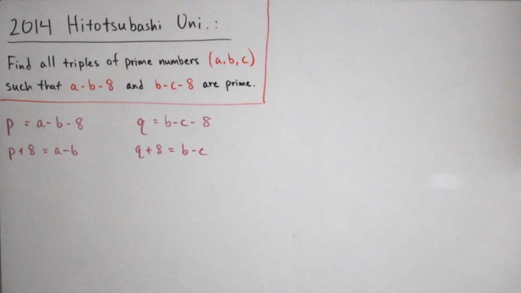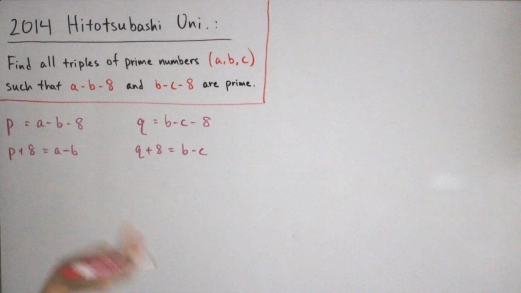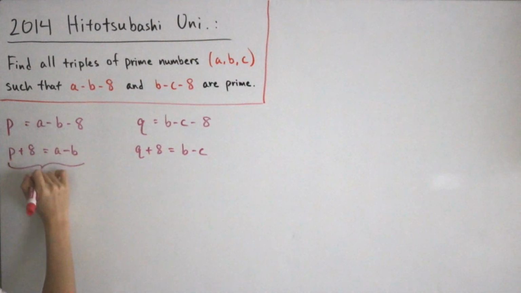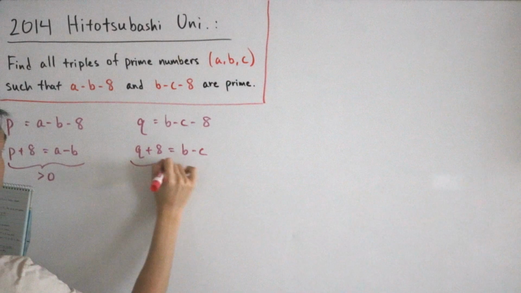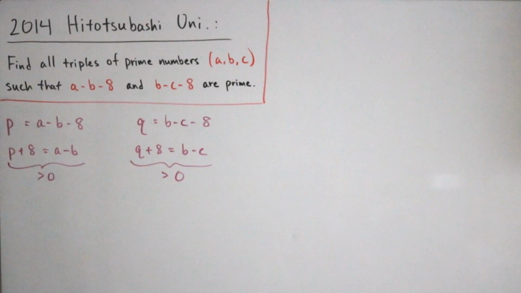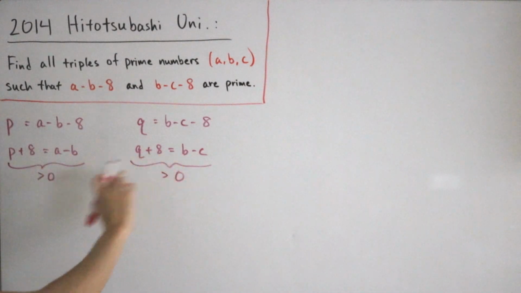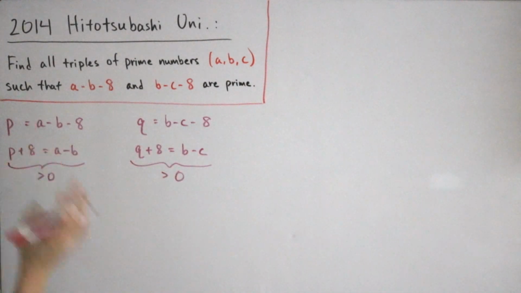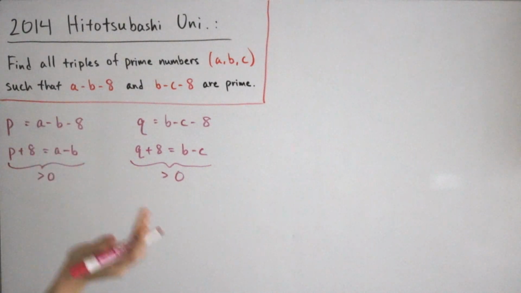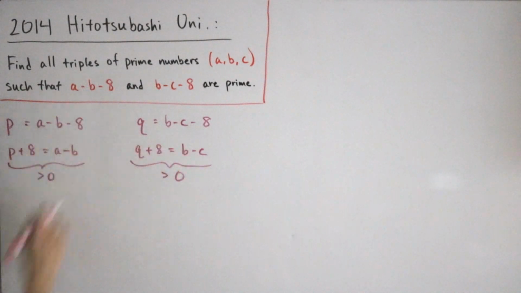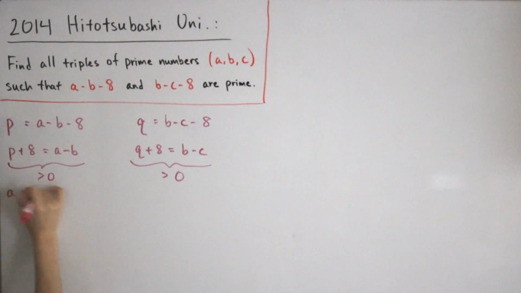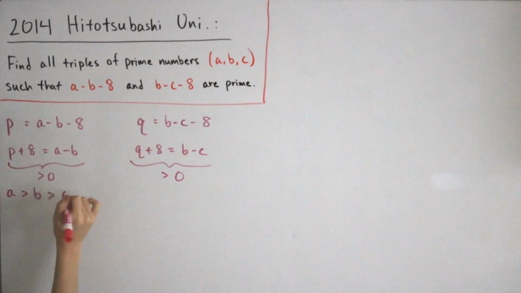Okay, and with this in mind, by definition, prime numbers have to be greater than 0. So we can set this inequality to say that both of these expressions are strictly greater than 0. And another thing to keep in mind is that with the differences a minus b and b minus c both being greater than 0, we can come to this compound inequality: a is strictly greater than b, which is strictly greater than c.